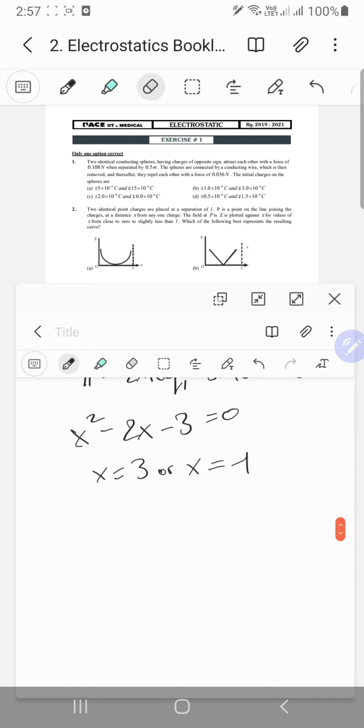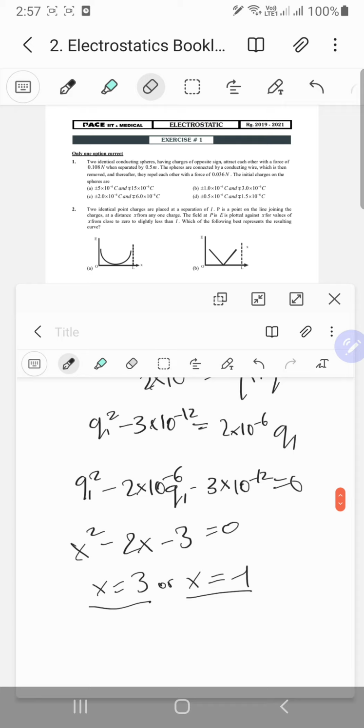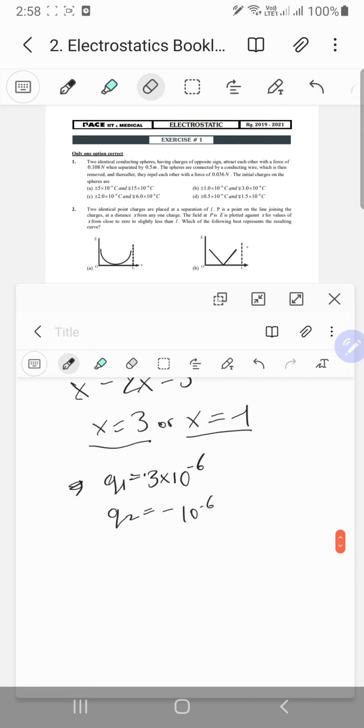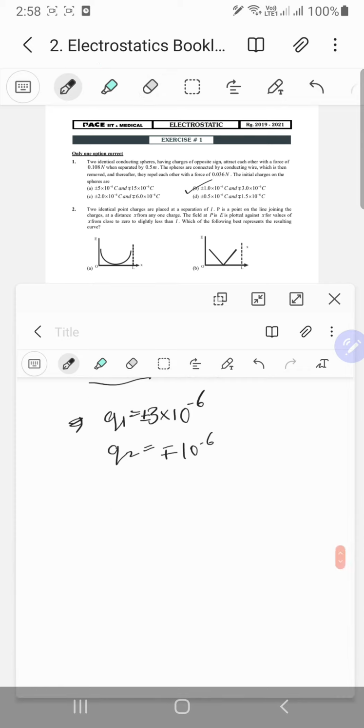So according to that, if this is the charge on one of the spheres, this will be the charge on the other sphere. Nice. So our Q1 will be 3 into 10 power minus 6, and Q2 will be minus 10 power minus 6. But it can also be opposite, so you can put plus minus and minus plus over there. Nice. So we just want 10 power minus 6 as one of the things. It should be B, I think. And yeah, that looks correct.